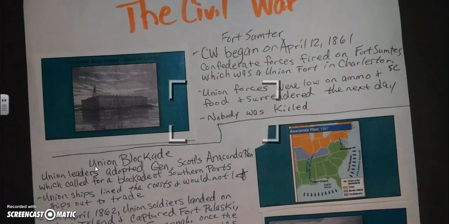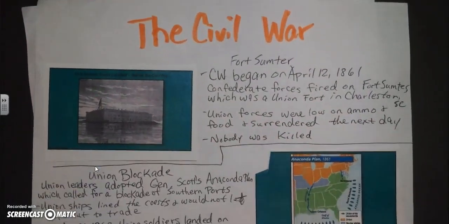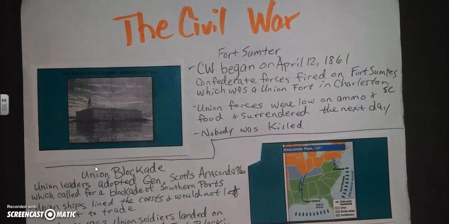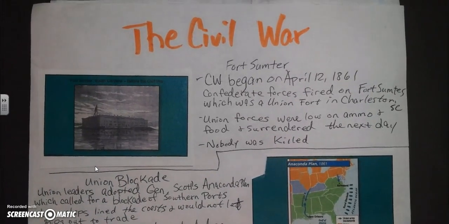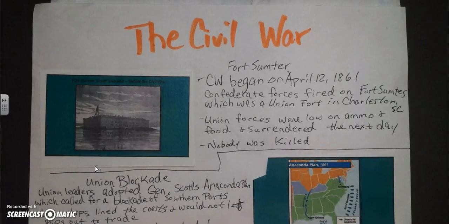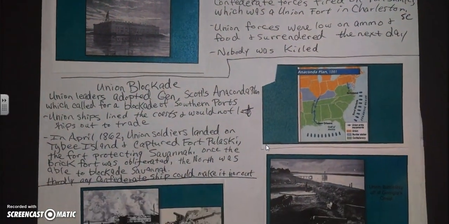Then, depending on what type of notes you did, you had slotted notes, or we did some notes with pictures. And so, here's the Fort Sumter notes. It said the Civil War began on April 12, 1861. Confederate forces fired on Fort Sumter, which was a Union fort in Charleston, South Carolina. Union forces were low on ammo and food and surrendered the next day. Nobody was killed except a horse. Remember? Alright, so the blockade.